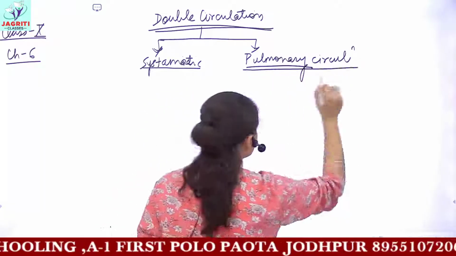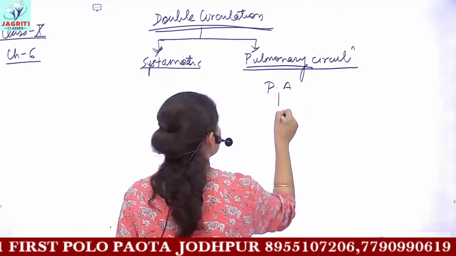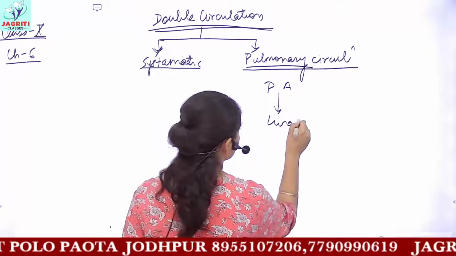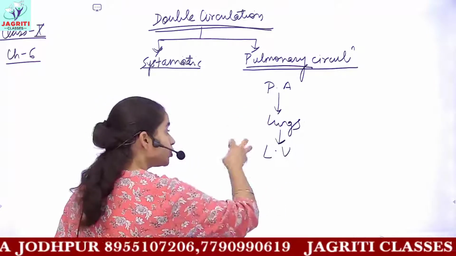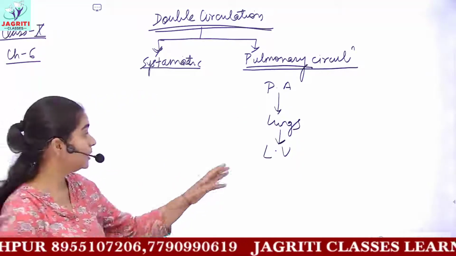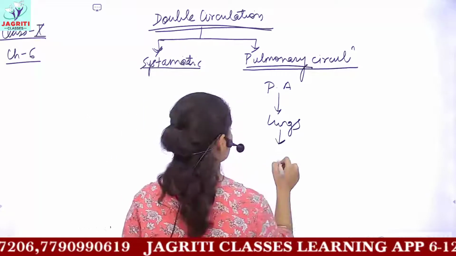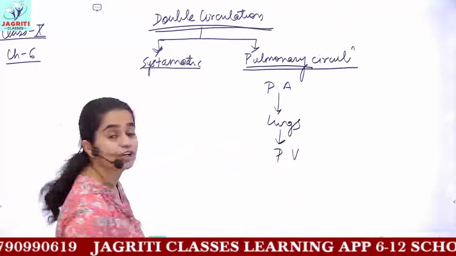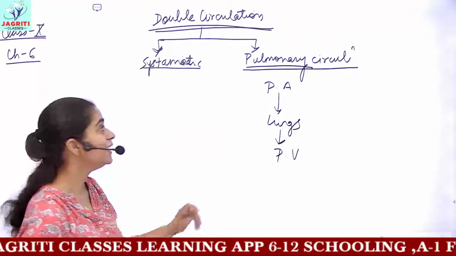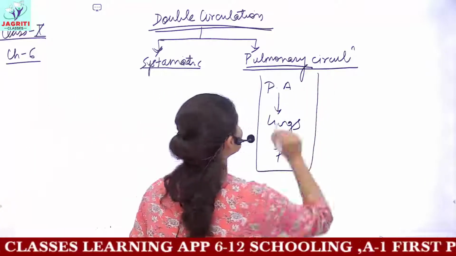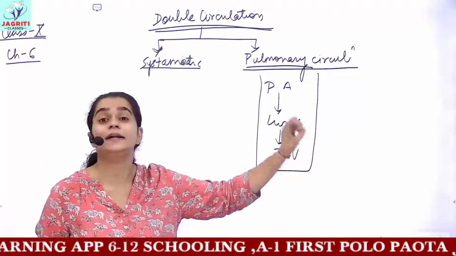Pulmonary circulation involves the passage of blood from the pulmonary artery into the lungs, and then when it is carried away again from the lungs through the pulmonary vein. So this circulation involves 3 parts: pulmonary artery, lungs, and then your pulmonary veins. This circulation of blood is known as pulmonary circulation, and we have already discussed this circulation.